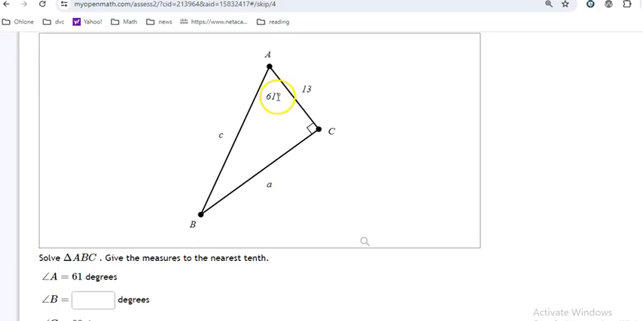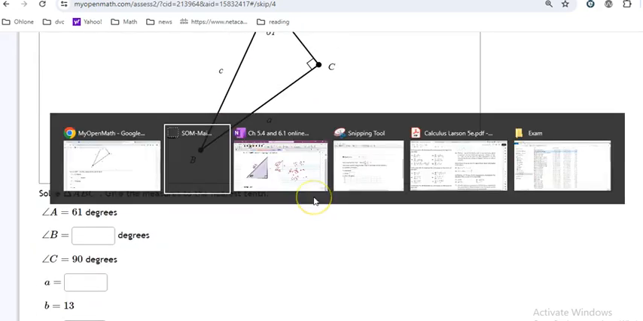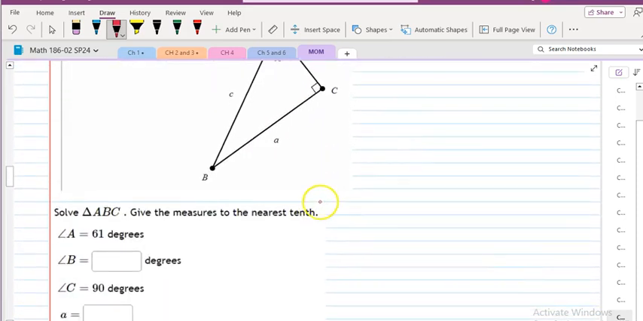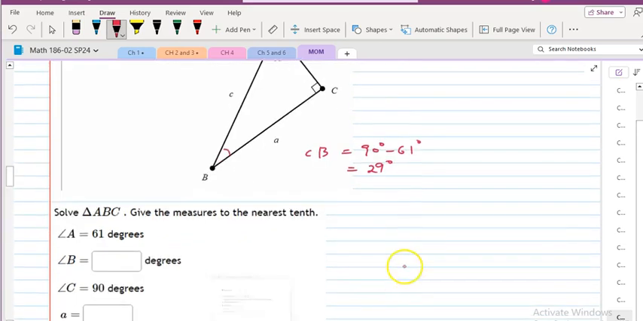Angle B is complementary with 61 degrees, but we can just do subtraction, right? So solve the angle first. Because angle A is known as 61, I know angle B would be 90 degrees subtract 61, because we have a 90, so these two have to add to 90 for a total of 180. 29 degrees, so B is 29 degrees, and C. So all the angles are done now.